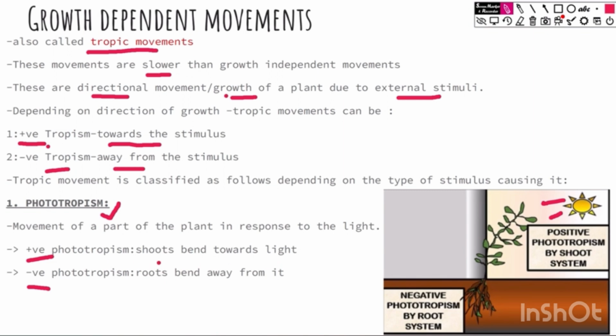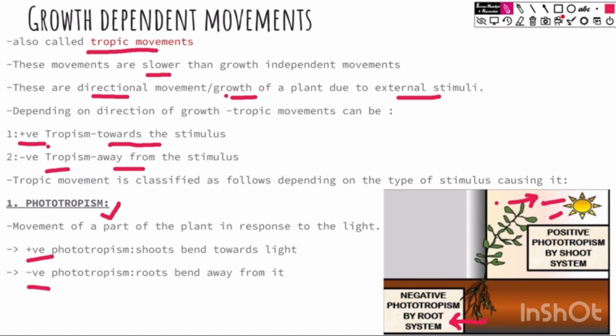In shoots, you can see the shoots always bend towards the light, whereas roots bend away from the light. In this diagram you can see that very well. The shoots which are growing are bending towards the sun, in the direction of the light, whereas the roots are bending in the opposite direction to the light. So the roots are showing negative tropism and the shoots are showing positive phototropism over here.